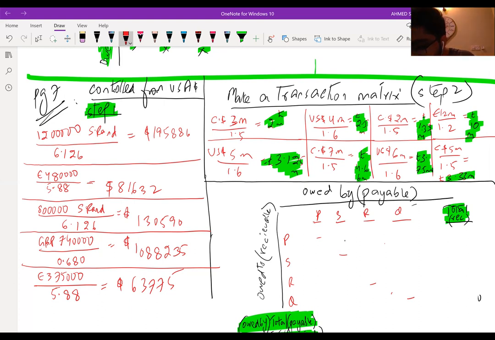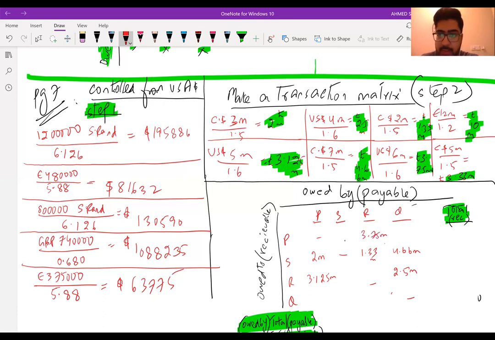Now note the transactions. First transaction, owed by P, owed to S, £2 million. Second, owed by P, owed to R, £3.125 million. Third, owed by Q, owed to R, £2.5 million. Fourth, owed by Q, owed to S, £4.66 million. Fifth, owed by R, owed to S, £1.33 million.